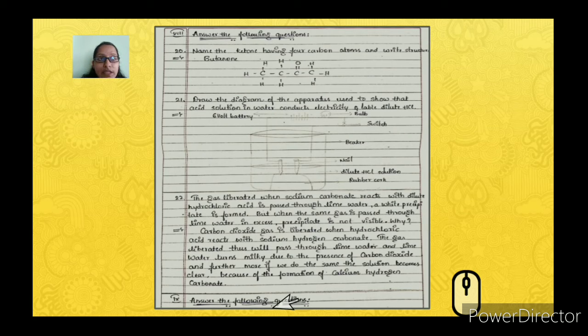Coming on to the next question, answer the following questions. They have asked: name the ketone having 4 carbon atoms and write its structure. A ketone name ends with -one.